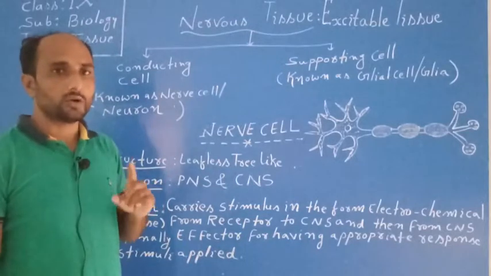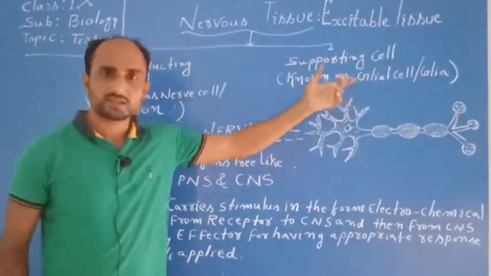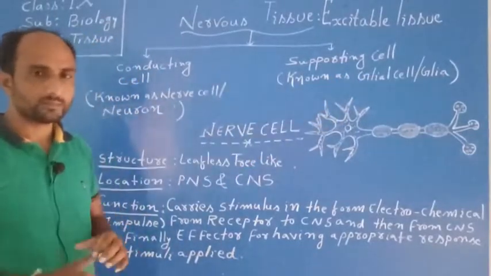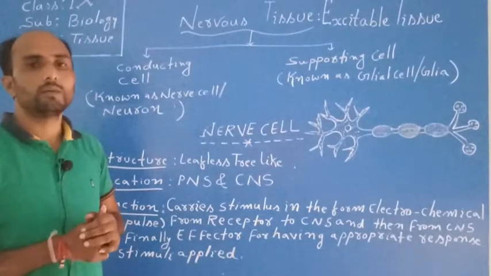Nerve cell looks exactly like a leafless tree with leaves. That is the structure of the nerve cell. Yes, tree like.